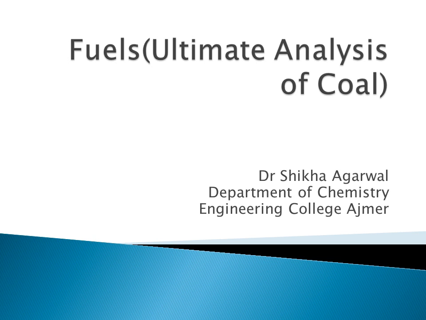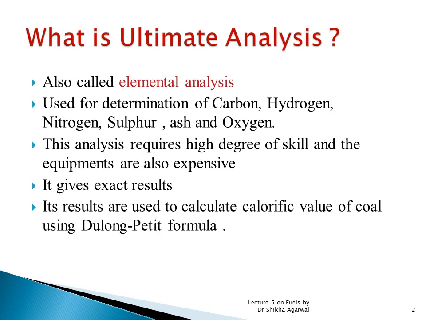Good morning, students. In the last lecture, we studied the proximate analysis of coal, and in this lecture, we will be studying the ultimate analysis of coal. Now, what is ultimate analysis of coal? This is also called elemental analysis because it is used for the determination or estimation of the percentage of carbon, hydrogen, nitrogen, sulfur, ash, and oxygen in the coal sample.